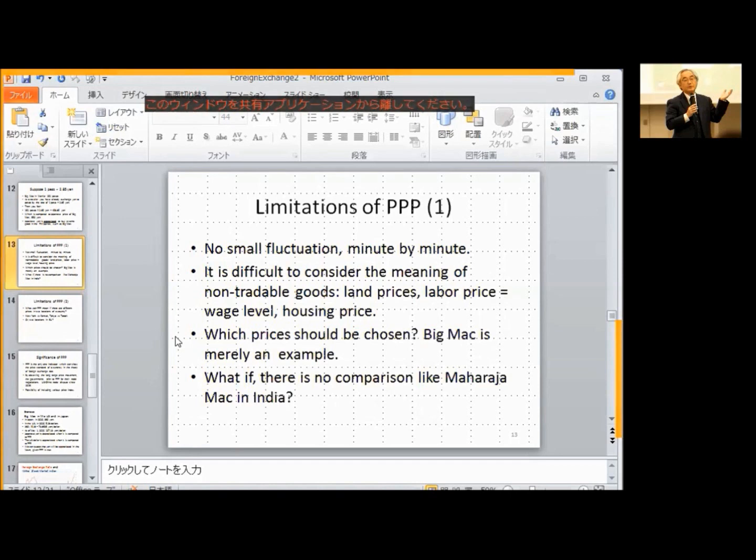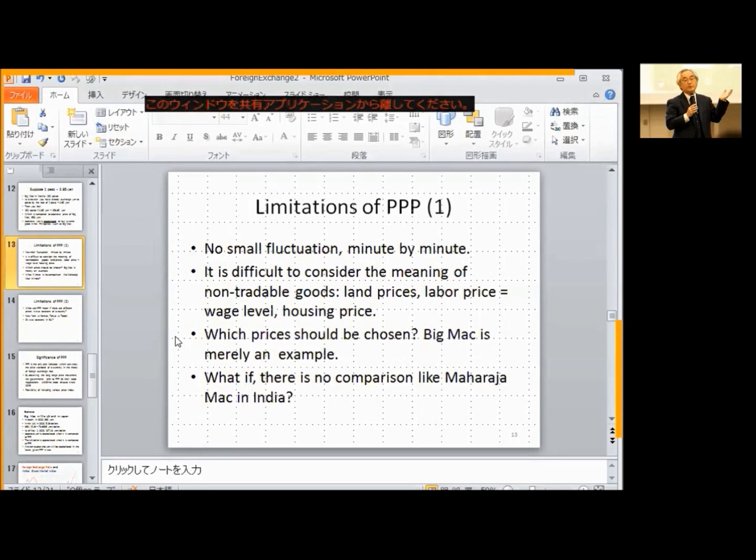Next question is very practical. Which prices should be chosen to compare the price level in different countries? Big Mac is merely an example. It's a very wise example chosen by the Economist, the journal. But there can be another example. That can be a gold price or silver price or whatever.